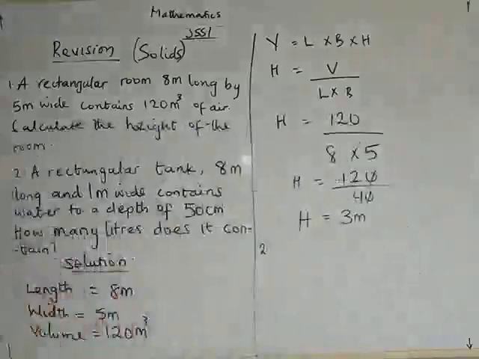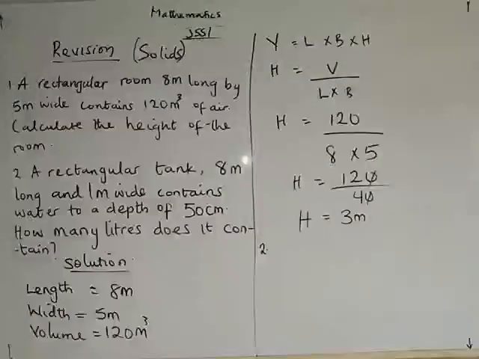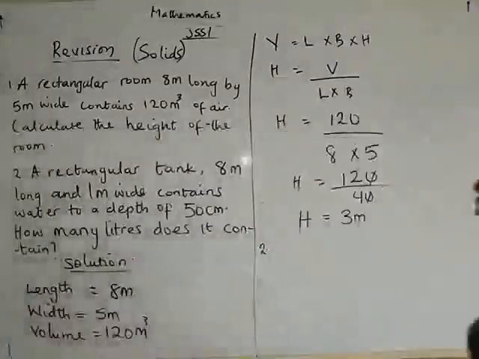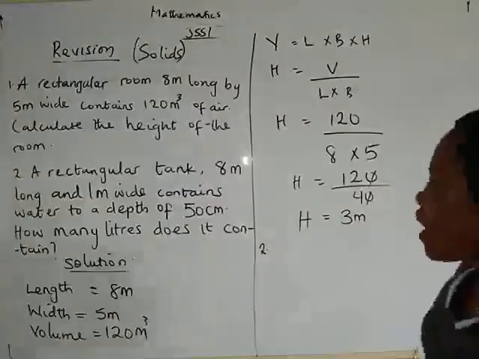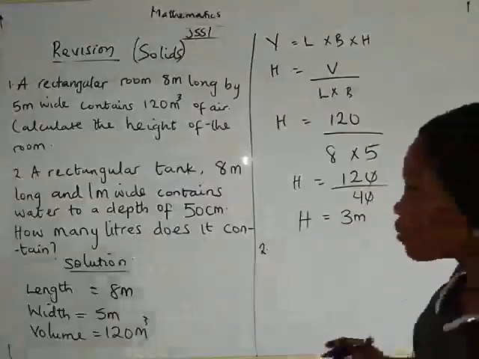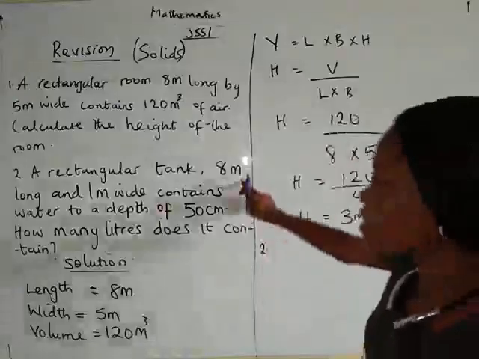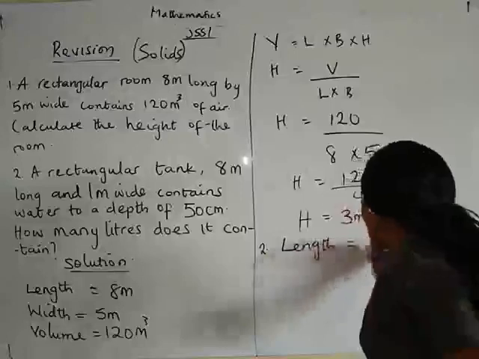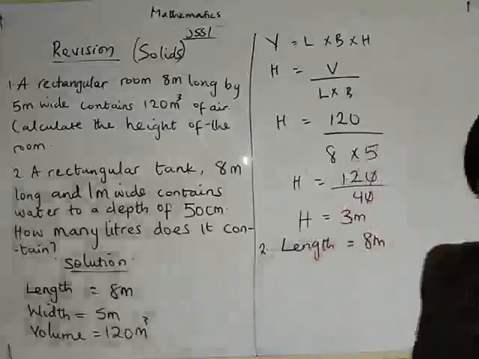The next question says, a rectangular tank 8 meters long and 1 meter wide contains water to a depth of 50 centimeters. How many liters does it contain? This question is a bit technical, but it's very, very simple. Let's first of all write out our parameters. The first parameter is our length, which is 8 meters.